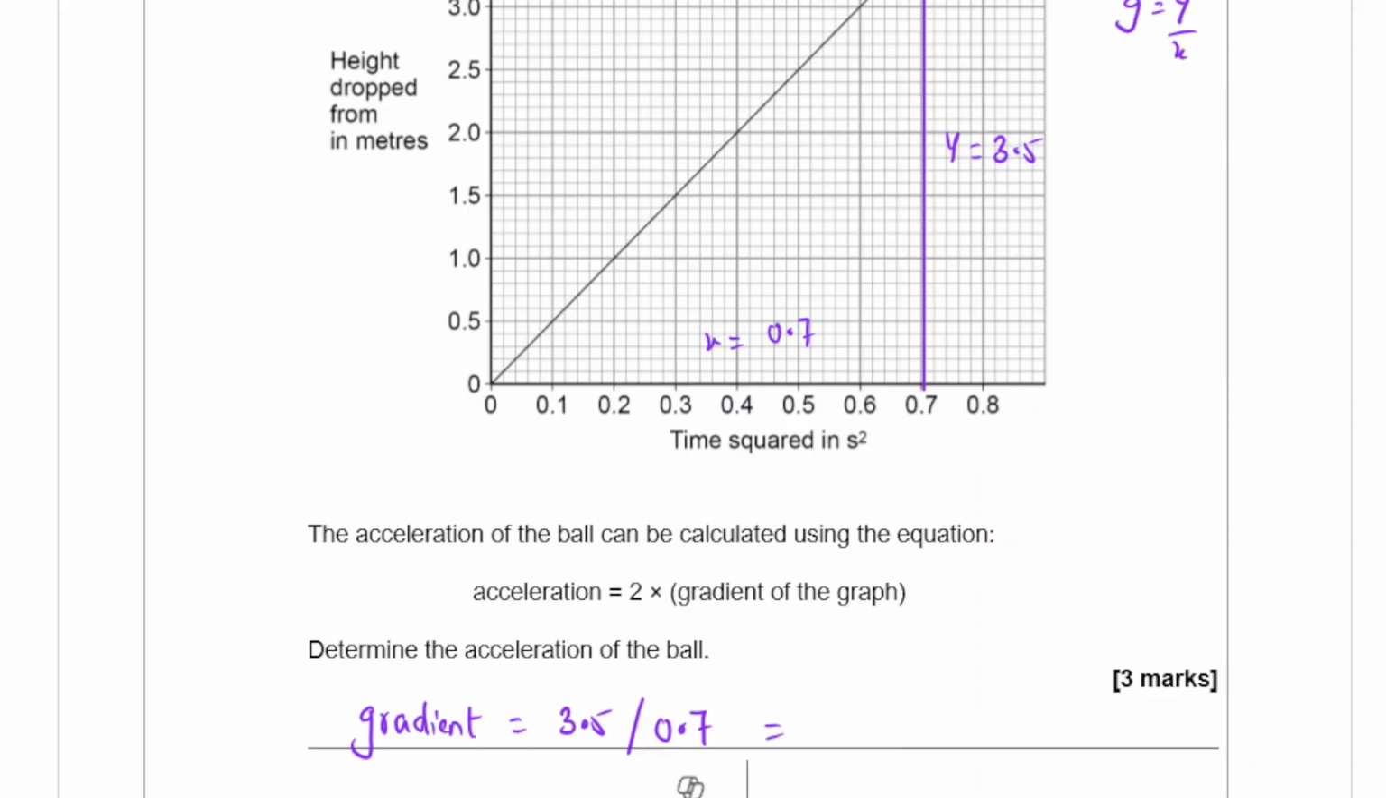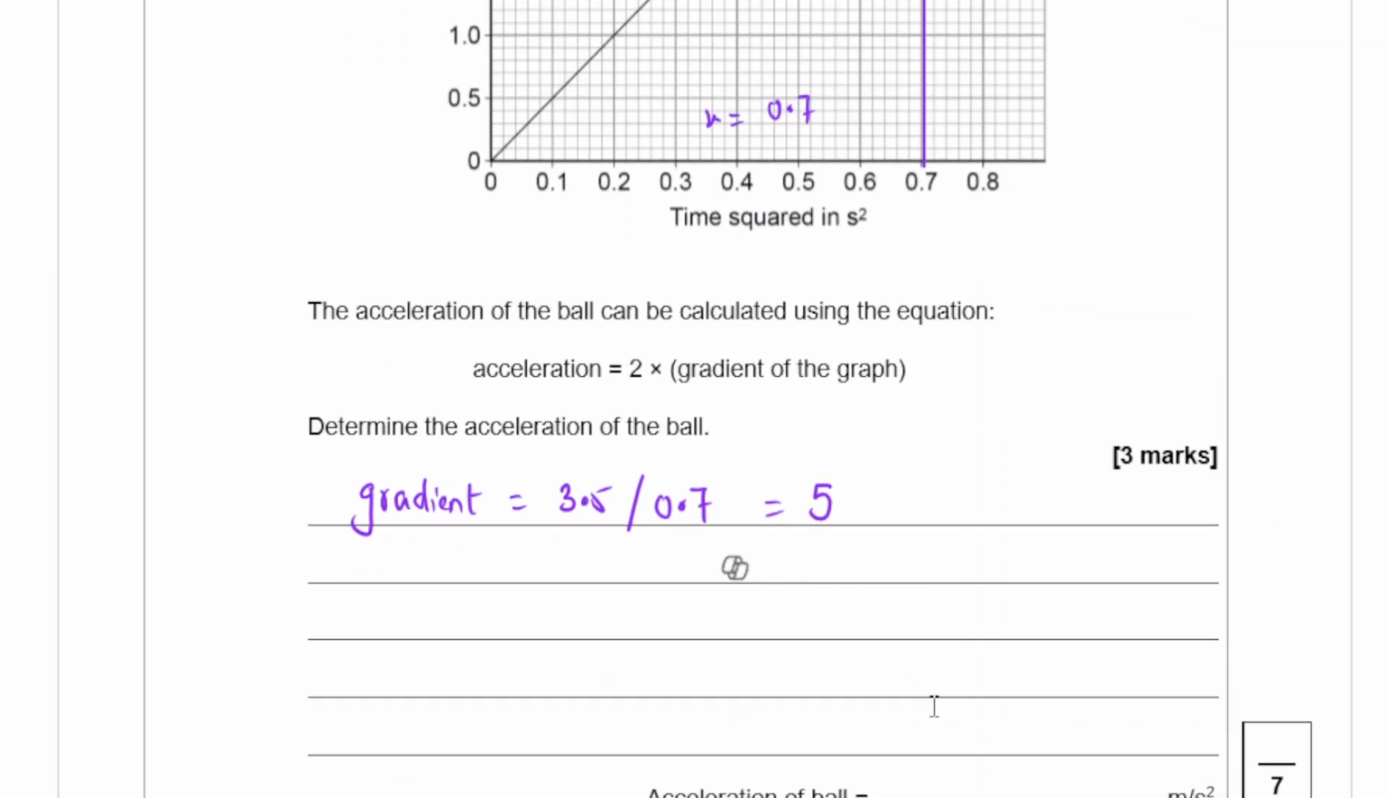That should give you 5. Let me double check that. So 3.5 divided by 0.7 gives you 5. So 2 multiplied by 5 will give you 10. Acceleration equals 2 times 5. That gives me 10. 10 is the final answer.